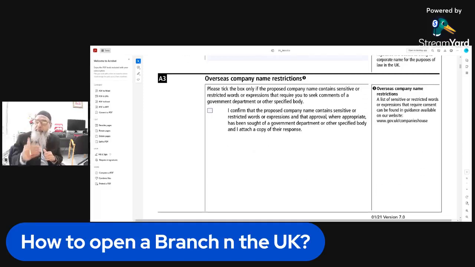So if you submit the information, you will find out what names can be used. If there are some limitations or restrictions on a specific name which you intend to use to incorporate your branch in the UK, the authorities will notify you whether this name is permitted or there are certain restrictions. If there are restrictions, then you have the opportunity to amend your name and apply afresh.